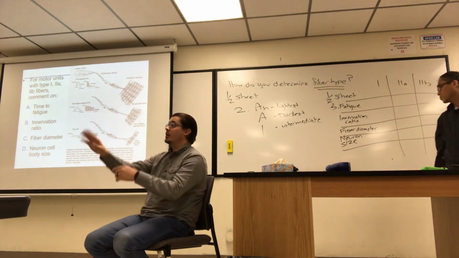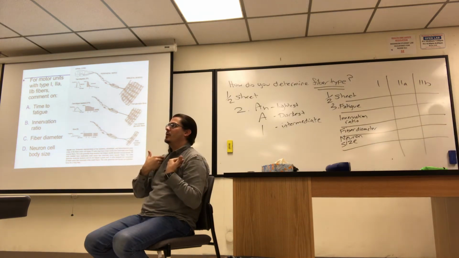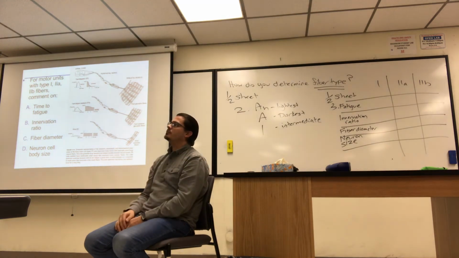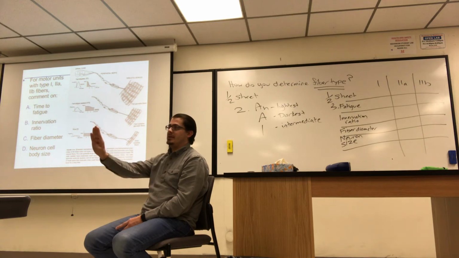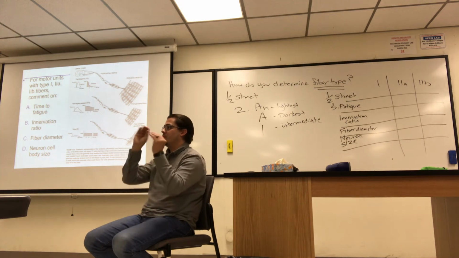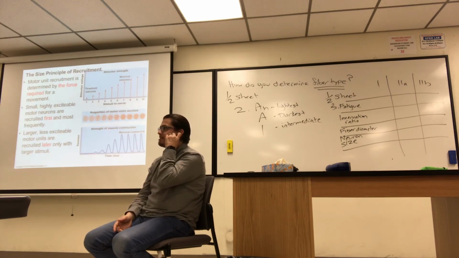With resistance training, you improve the neural recruitment of the larger ones. I have a question. Yeah. And then what type fatigues the fastest? 2B. Okay, 2B fatigues the fastest. All right, moving on. I got to teach the size principle here. Let me just kind of, where's my pointer? The size principle of recruitment.